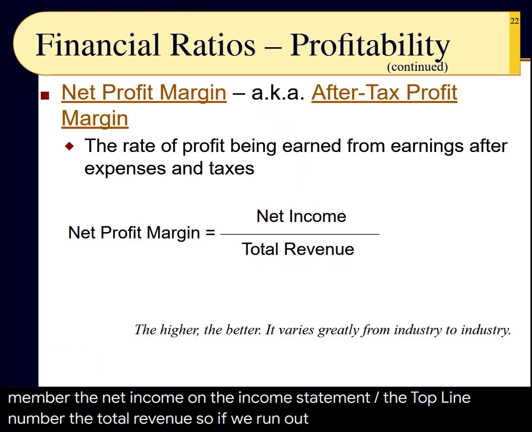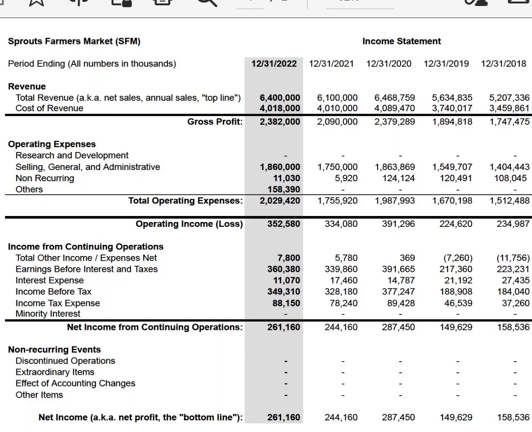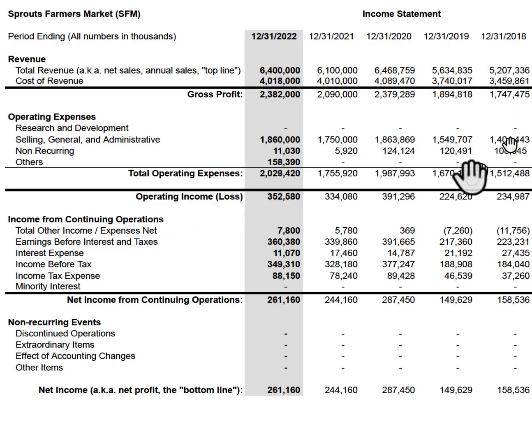So if we run on over to the income statement, where is that income statement? There it is. We take the bottom line number, 261,160, and divide it by the top line number, 64,000,000. Now, remember, everything's multiplied by 1,000, but if you have a 99-cent calculator, it probably doesn't go that high. So just do the bottom line number, 261,160, divided by the top line number, 64,000,000. And let's see what I get.